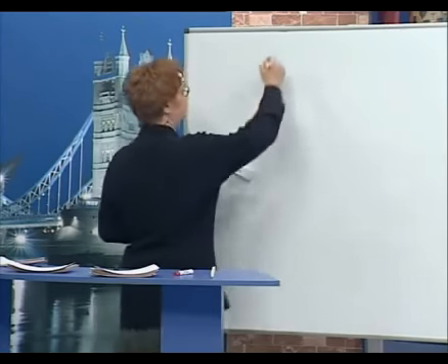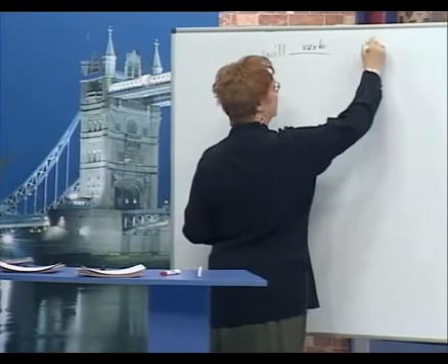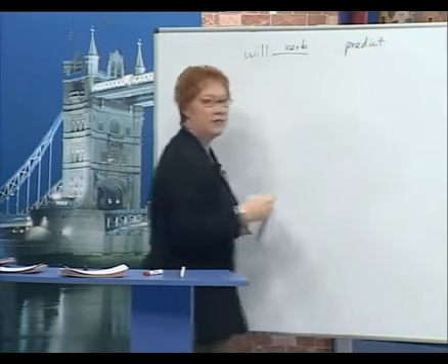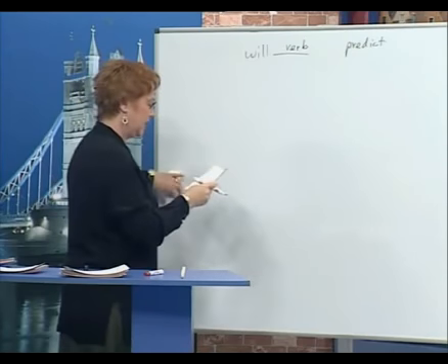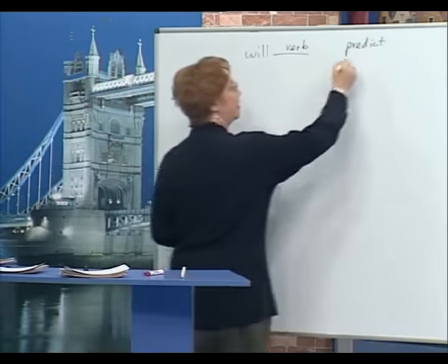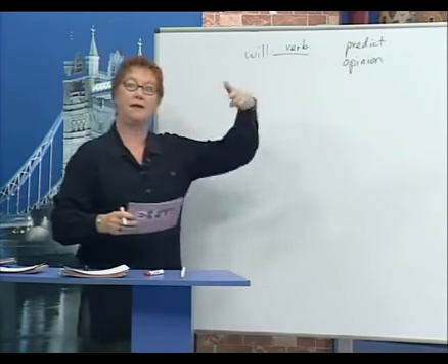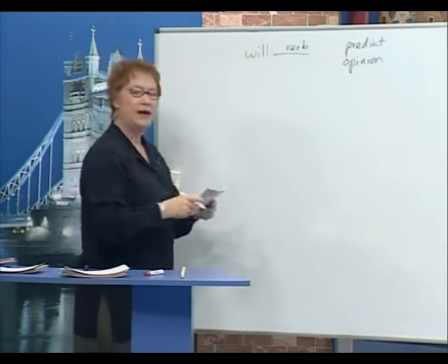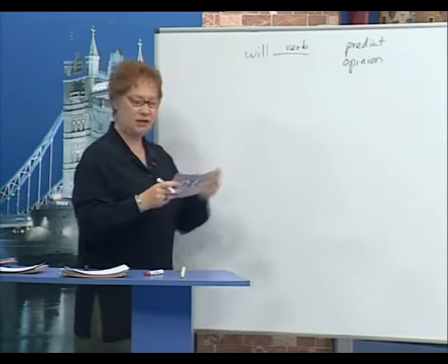All right. Now, we also use will to predict the future. Okay? Will plus the verb to predict the future. Now remember, to predict means to think about and guess the future. Okay? Now, we also use will to talk about our opinion about the future. I think in the future. And what we think is going to happen. So it's like prediction and opinion.